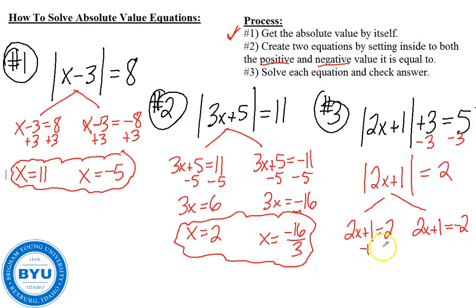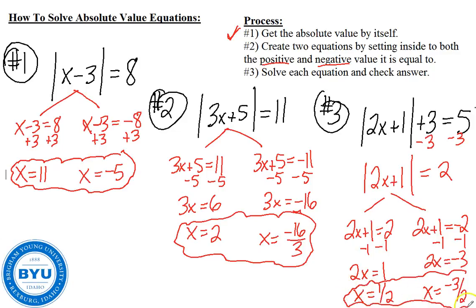We'll go ahead and minus 1 from both sides. I'm left with 2x equals 1. So here x equals 1/2. Here when I minus 1, I get 2x equals negative 3. And so my answer is x equals negative 3 over 2. Those are my two answers. And that's how you solve absolute value equations. Step number 1, get the absolute value by itself. Step number 2, set the inside stuff equal to both the positive and the negative value it's equal to. So you create two equations and then solve each of those separately.